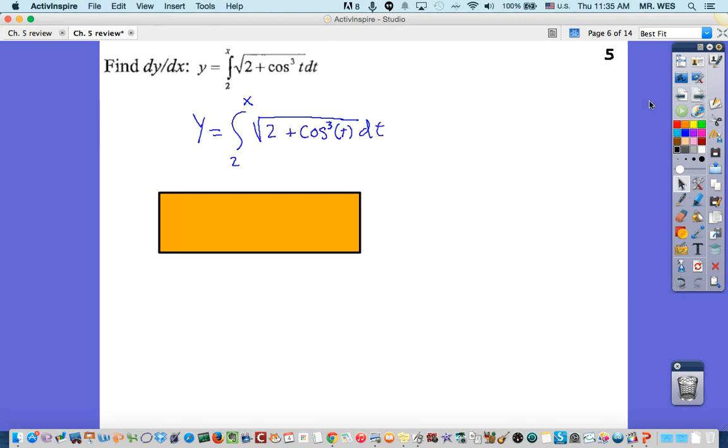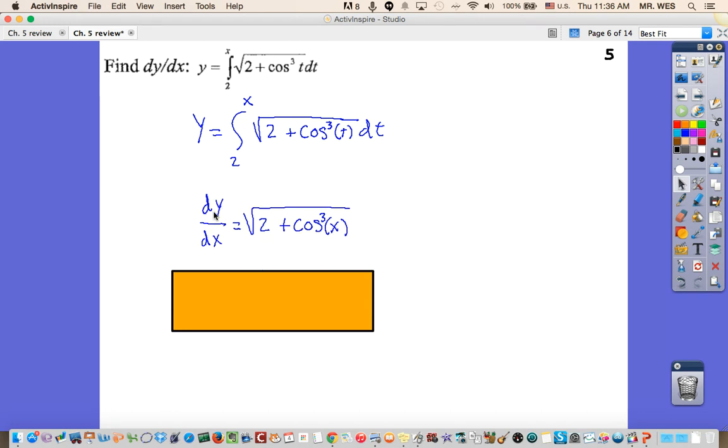Okay? Next problem. This is a similar problem here, except it's even easier. We know we have this function. What is the derivative of this whole function? Well, the derivative of this function is going to be without the integral, but x in place of the t. So the final answer would be dy dx equals the square root of 2 plus cosine cubed of x.